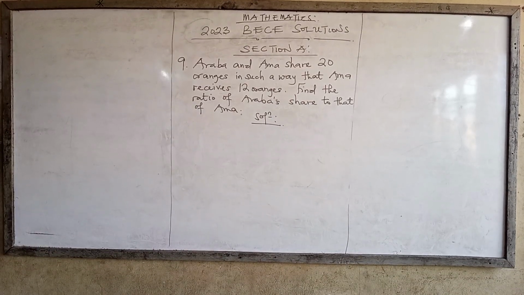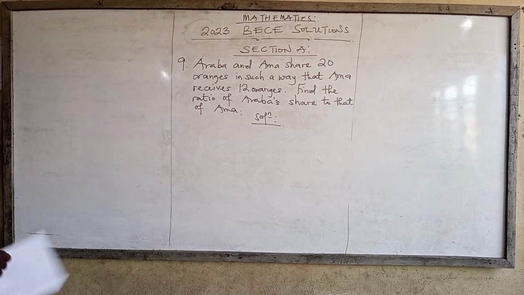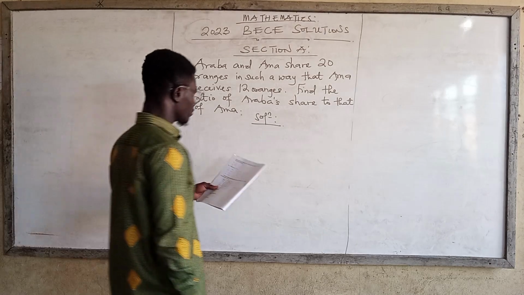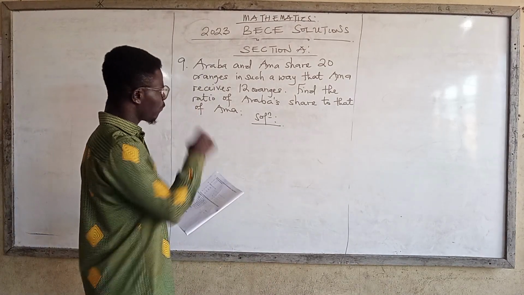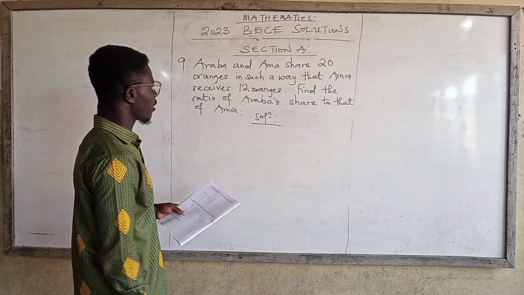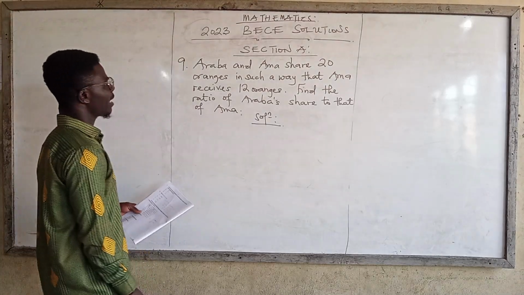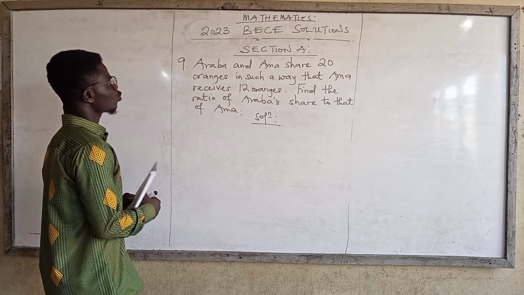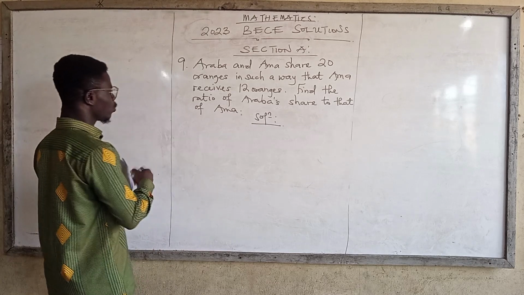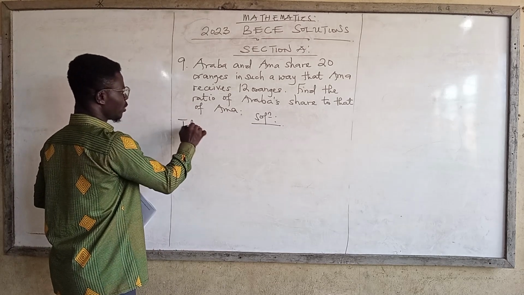Question 9. Araba and Amma share 20 oranges in such a way that Amma receives 12 oranges. Find the ratio of Araba's share to that of Amma. So Araba and Amma share 20 oranges. So that's the total oranges they share, right?